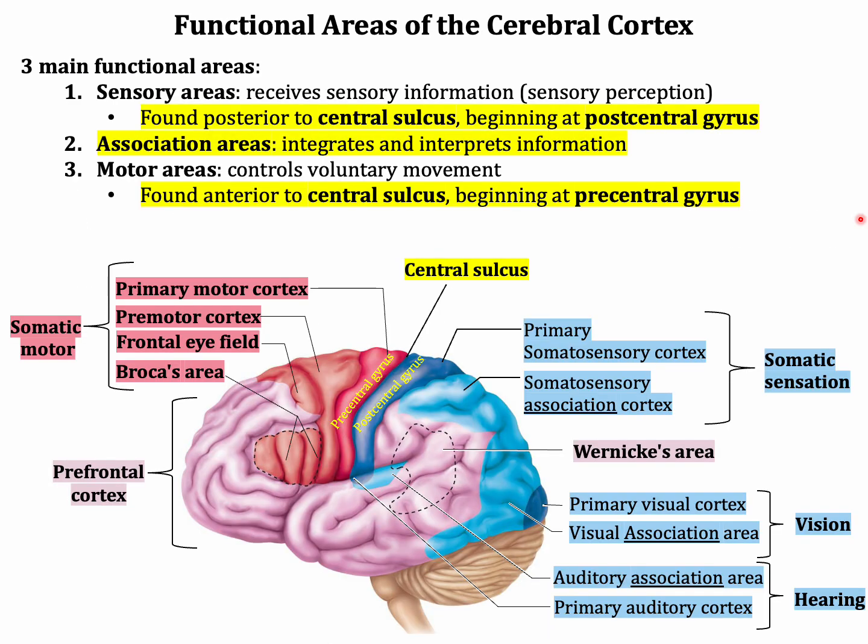There are three main functional areas in the cerebral cortex. So, you have sensory areas, association areas, and motor areas. All in red here represent motor areas controlling voluntary movement to some extent. It's found anterior to the central sulcus. In particular, we have this precentral gyrus here containing the primary motor cortex, the starting point of motor function. But all of this other red carries out motor activity as well.